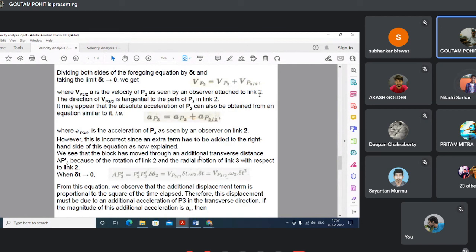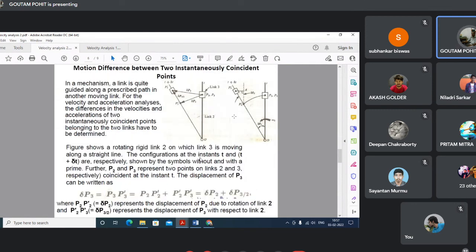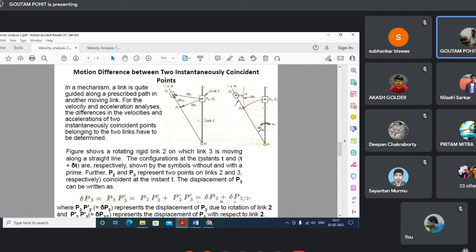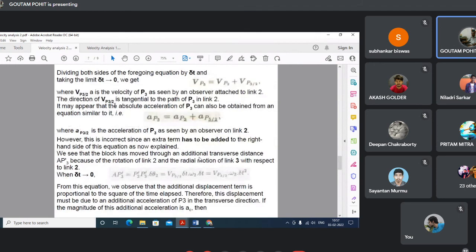No, sir. Okay. And the direction of the Vp32 is tangential to the path of P3 in link 2. That means it will be along these directions. Now, similarly, if I am to find out the acceleration, what will happen? I will again differentiate. We should get this one, right?